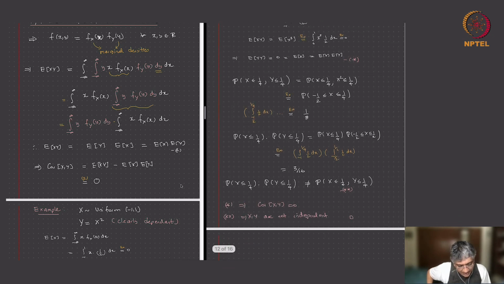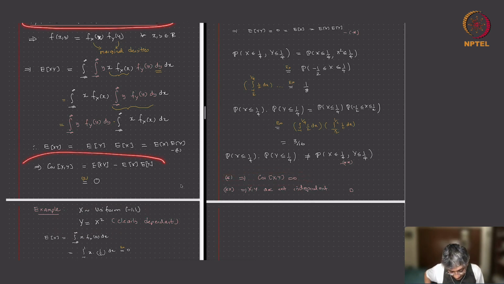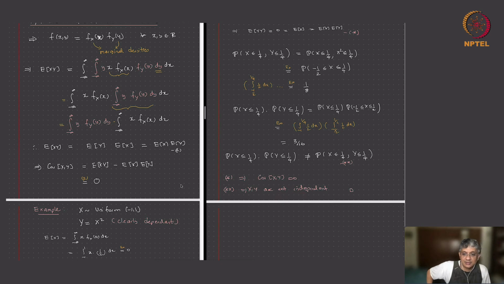In the second part, I showed you that if they're dependent, you can also have covariance be 0. So the converse is not true. Independence implies covariance is 0, but covariance 0 does not imply independence, because the example shows they're not independent. So the converse is not true.